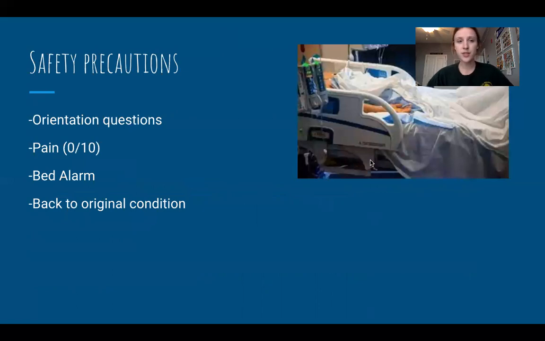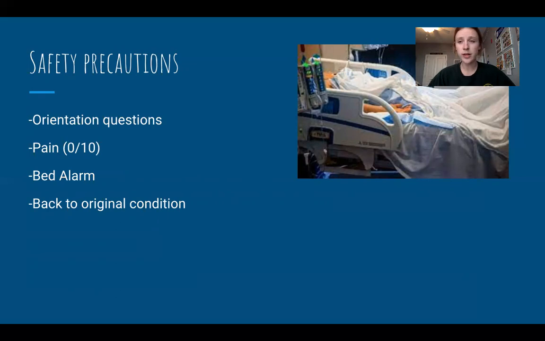So the first thing you want to do in this assessment portion when you're going into a room, for us, this was initially for the PMV evaluation, is you want to go over these safety precautions. So you want to orient the patient. You want to ask them their name, their birthday, maybe why they're in the hospital. You want to ask if they have any pain, and if they do, that you report it to the nurse.